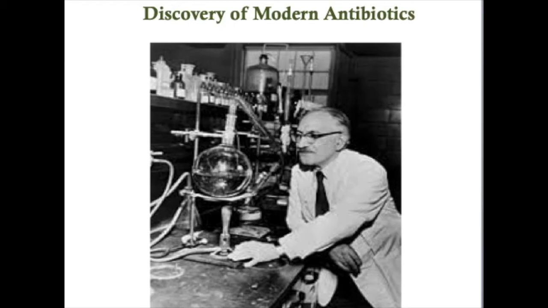In 1943, Selman Waksman, Albert Schatz, and Elizabeth Bugie at Rutgers University screened many microorganisms from the soil and discovered an antibiotic from the bacteria Streptomyces griseus. They named it streptomycin, which was the second antibiotic obtained from soil bacteria. The first one was gramicidin.